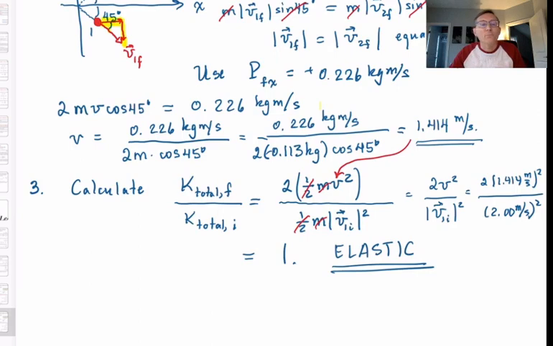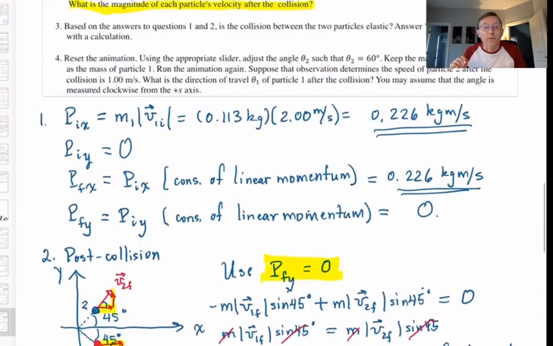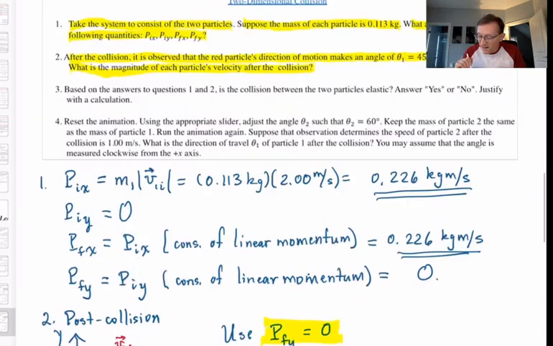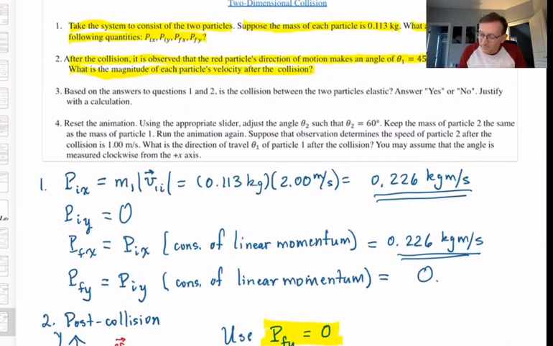All right, now, one more question. Question 4. Go back to the animation and reset it. Using the slider, adjust the angle θ2 so that θ2 equals 60 degrees. That means particle 2 is going to go off at 60 degrees now to the plus x direction. Keep the mass of particle 2 the same as the mass of particle 1. Run the animation again. Okay, we will do that.